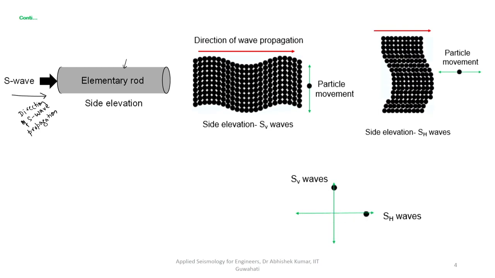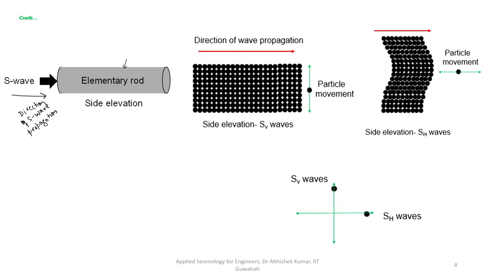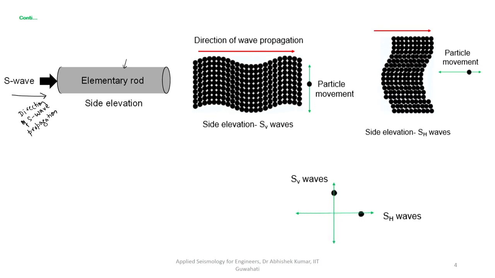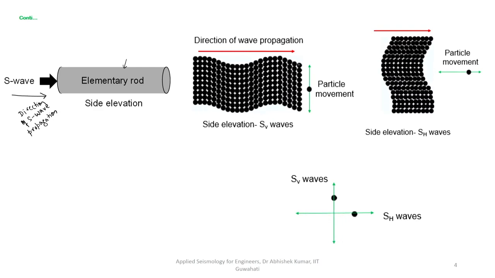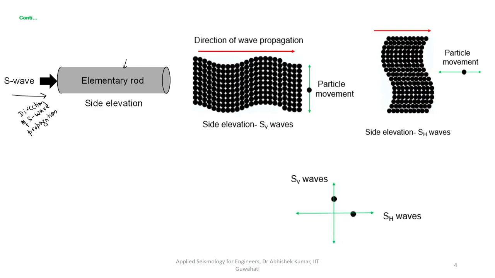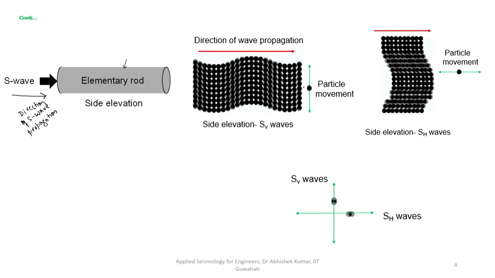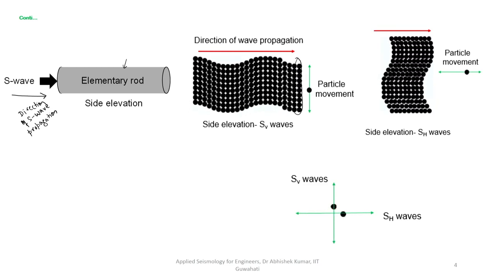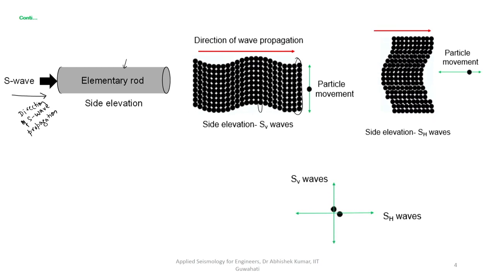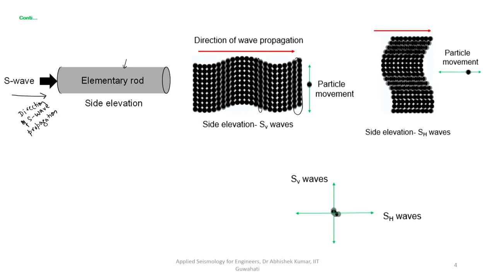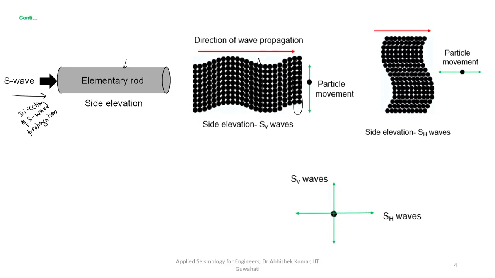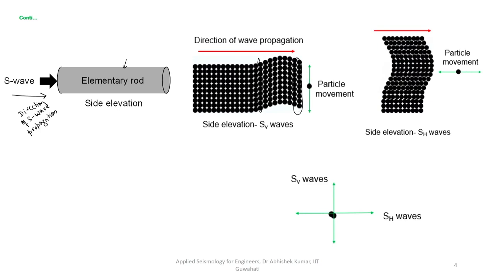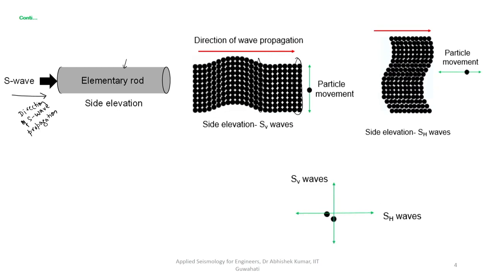When the waves are propagating in this particular direction, you can see there is particle motion. At any cross section you take along the length of this rod, the particles, which are shown by these circles, undergo vertical motion. In this section, at the interface between two particles which are adjacent to each other in the horizontal direction, there is pure shearing happening in the vertical direction. This is the demonstration of the SV component.